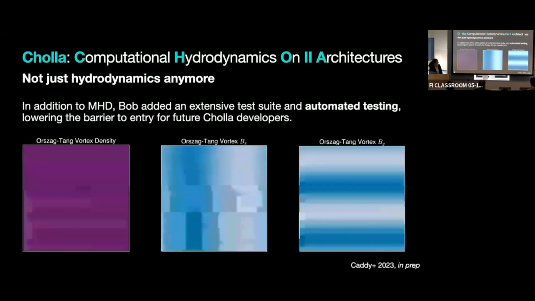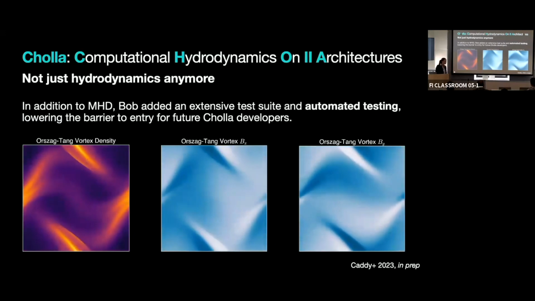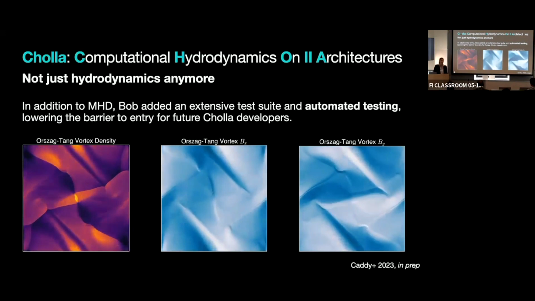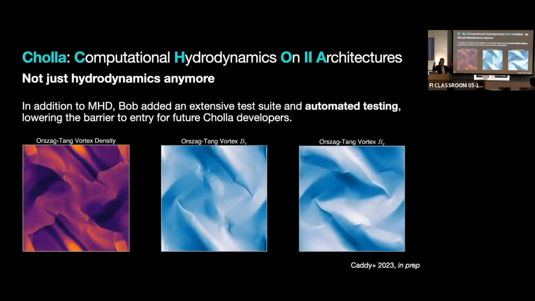I'll also highlight that Bob added an extensive test suite to Cholla, and critically an automated testing framework, so that now when someone submits a pull request, it doesn't just break everybody else's code. I think this is absolutely fantastic, and it's going to make it much easier for us to have a really community-driven development effort. He should be commended for taking that on, because it was a real lift and is paying off.